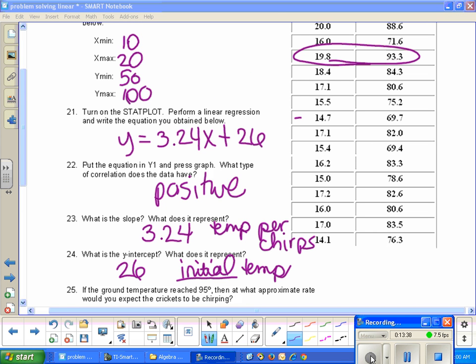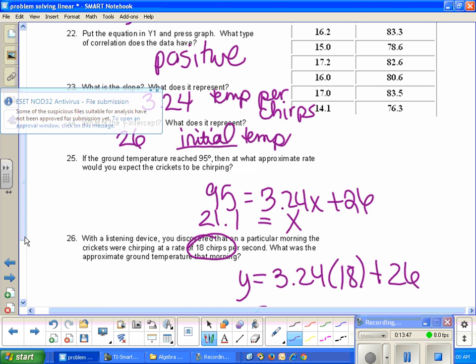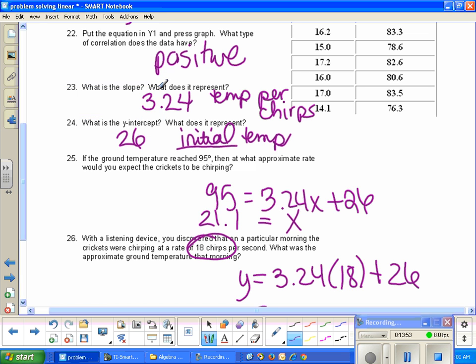So once we get the equation of the line, I can tell that I have my slope, temperature per chirp, y-intercepts, initial temperature when we start the process, the ground temperature when it's 95 degrees, then we can put it in our equation or look at the table, come up with about 21, I think it's 21.7 or something like that. Did anybody get it exactly? What'd you get, Dana? Okay, well it should be, I think it was actually 6 or 7, I can't remember exactly what it was. But it was an estimate.